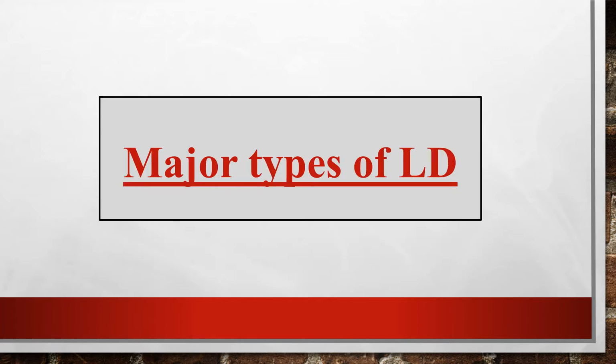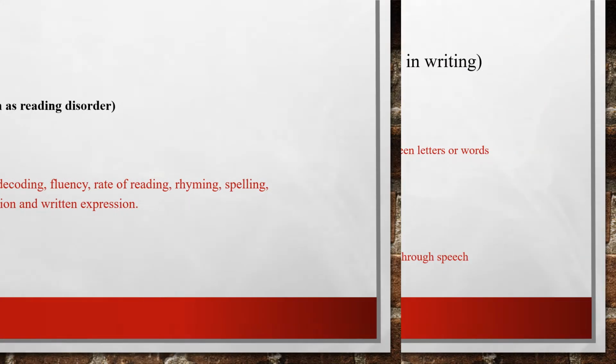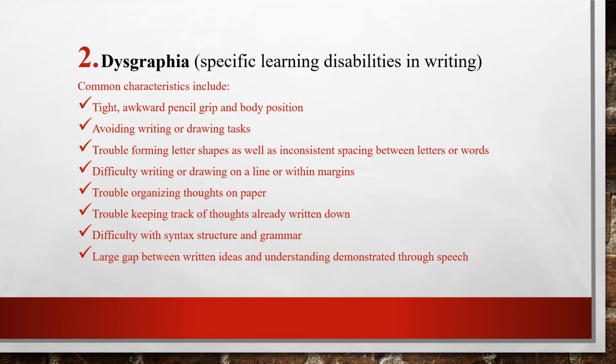Major types of LD: dyslexia, also known as reading disorder. People with dyslexia have difficulty in phonemic awareness, difficulty with word decoding, fluency rate of reading, rhyming, spelling, vocabulary, comprehension, and written expression. Dysgraphia, specific learning disability in writing.